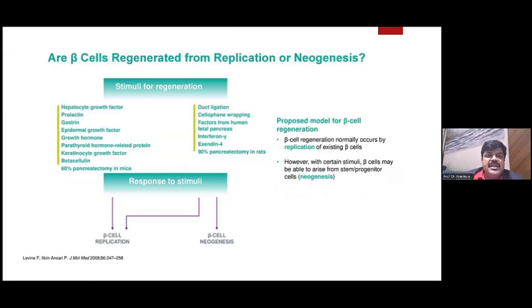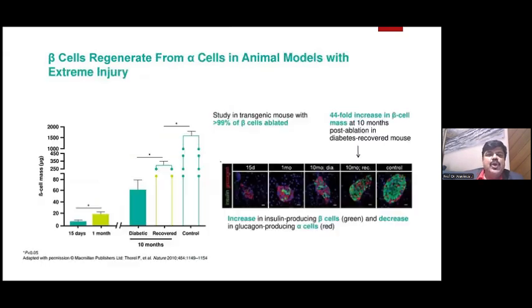So are beta cells regenerated from replication or neogenesis? So you can see in this slide, stimuli for regeneration should also be there, and response to stimuli should also be assessed. So beta cells regenerate from alpha cells in animal models with extreme injury. There are studies which show an increase in insulin producing beta cells and a decrease in glucagon producing alpha cells.